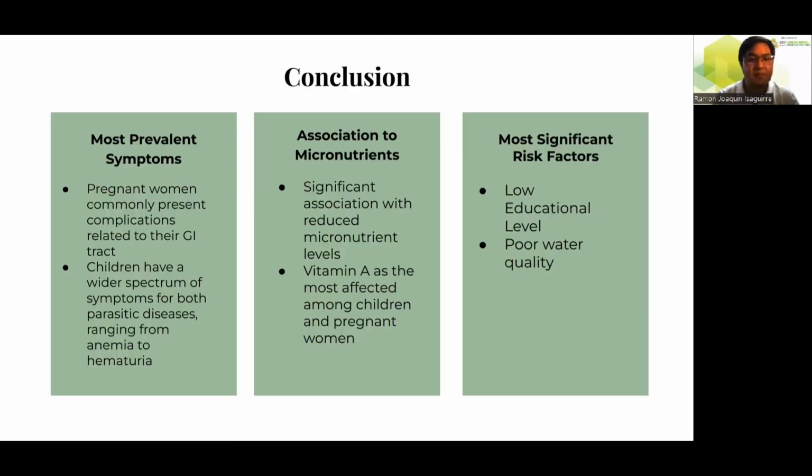Next slide. So in conclusion, the most prevalent symptoms presented by pregnant women with schistosomiasis are related to their gastrointestinal tract, while the symptoms of children have a wider spectrum ranging from anemia to hematuria. For the association of micronutrients among pregnant women and children, schistosomiasis had a weak significant association with micronutrient deficiency, having vitamin A as the most affected among children and pregnant women. And the most significant risk factors for schistosomiasis infection were low educational level and poor water source quality.